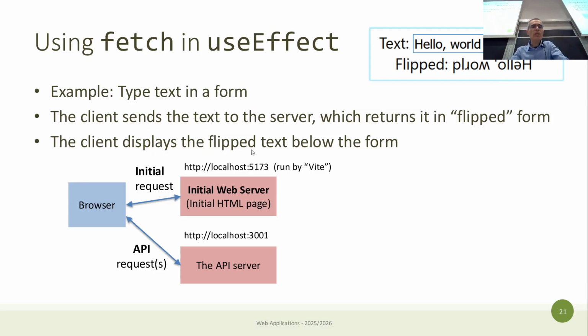So basically we have this situation. We have the browser, and we have this initial request, always to localhost 5173, that is the web server run by Vite, the one that we used until now. Plus we have a second server, the API server. You remember in the first lectures, in week 2 or 3, we had this API server, and we interacted with it through this REST client, or even with the browser for simple GET operations.